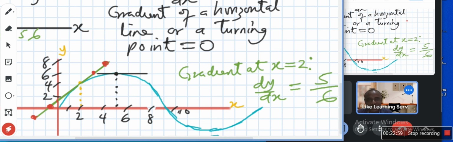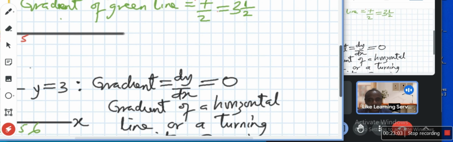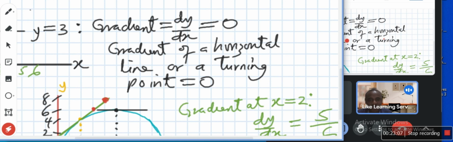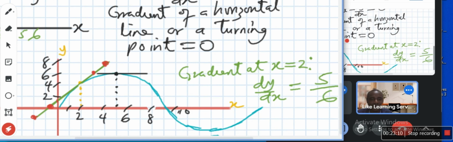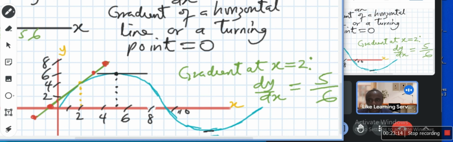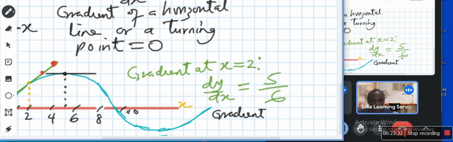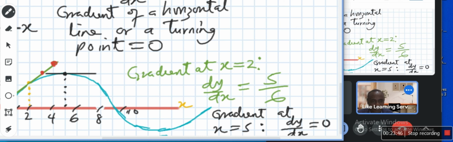That's what I wrote here. Let me show you. Gradient of a horizontal line or a turning point is equal to 0. So let me just write, whether it is at this point where it is also turning, or at this point where it is also turning, it's always equal to 0. Hear that again. Gradient at a turning point is equal to what? 0. Alright, so gradient at x equal to 5, which is also the y over the x, is equal to 0. Gradient at a turning point is equal to 0.